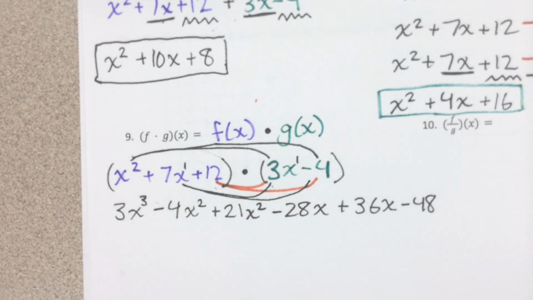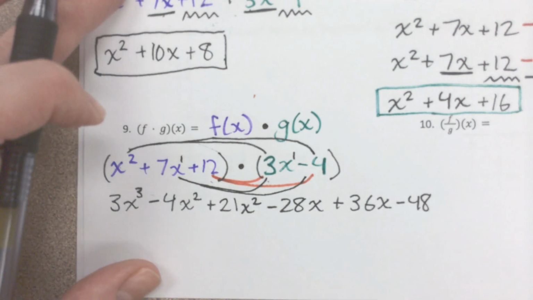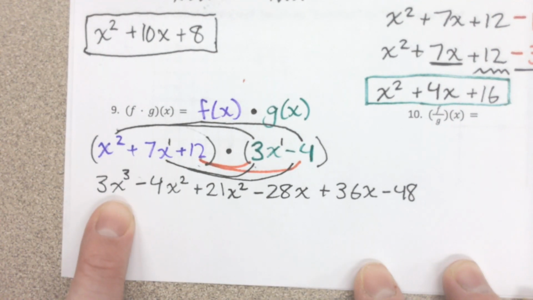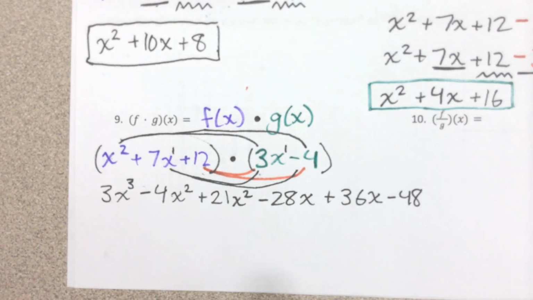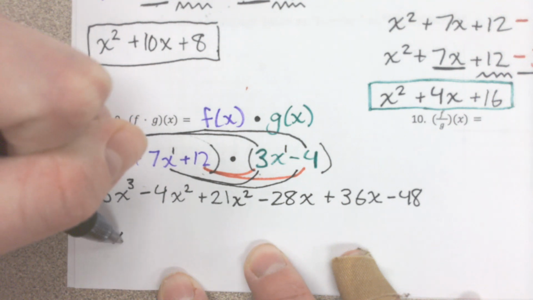So we're just distributed 3 different times, just multiplication here. Now we can go through and combine like terms, and then we're done. Let's look for like terms. We have a cube term, and we don't have any others, so that's just going to come down.